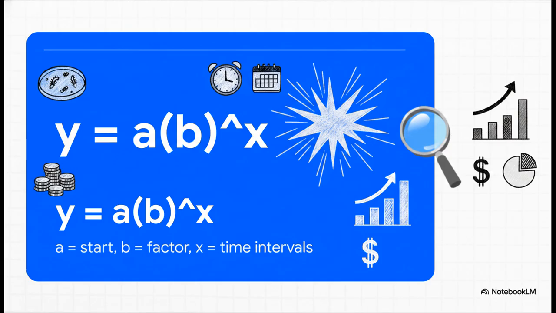Then you have B. That's your growth or decay factor, which is really just the base number you're constantly multiplying by. Are you doubling your money? Then your B is 2. Are you losing half your mass? Then B is 0.5. And finally, X.